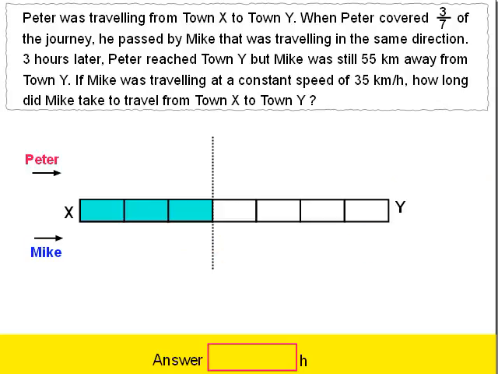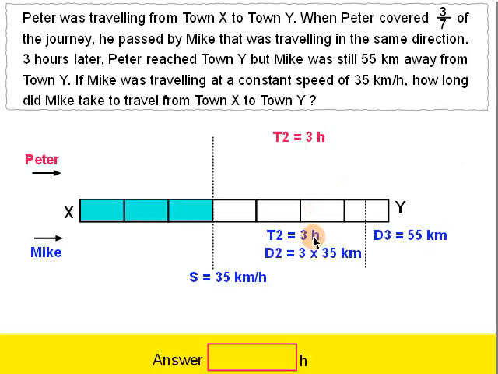Okay. So now, another 3 hours later, Peter reached tau y. So the time for the second part of his journey, for Peter, is 3 hours. Then for Mike, he was traveling at a constant speed of 35 km per hour, and 3 hours later, he was still 55 km away from tau y. So the question is, how long did Mike take? That means, what is the time taken for Mike to travel from tau x to tau y?